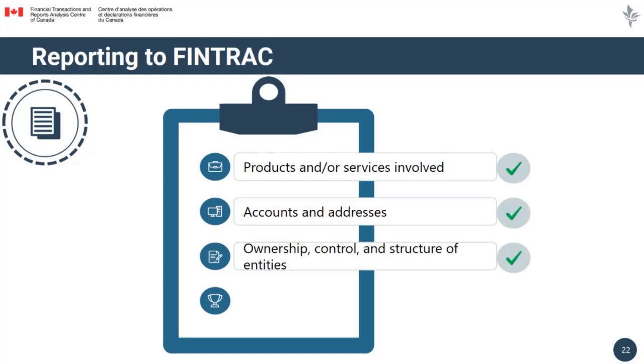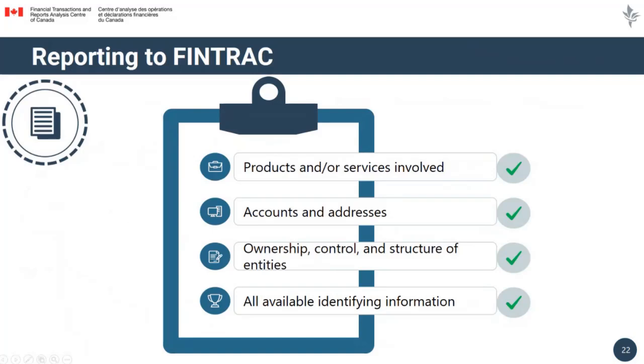Reporting entities should continue to include any information on the ownership, control, and structure of entities involved in transactions, such as listing the owners, directors, officers, and those with signing authority, as well as any information about related persons or entities involved where possible. Reporting entities should also include all available identifying information and descriptions of any legal entities or arrangements involved or associated with the financial transactions. FINTRAC will assess compliance through supervisory assessment activities, such as case file review related to reporting requirements and identification of unreported STRs.